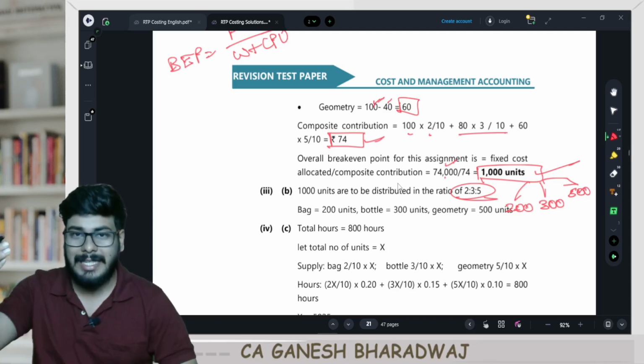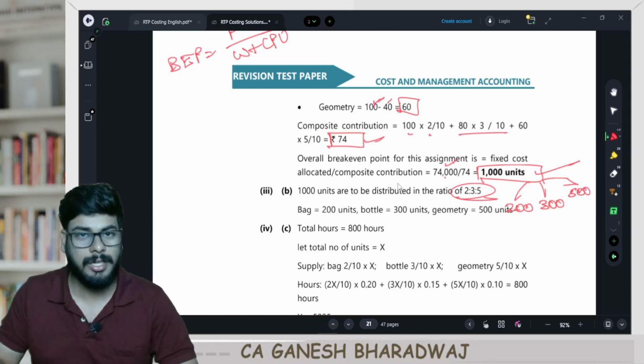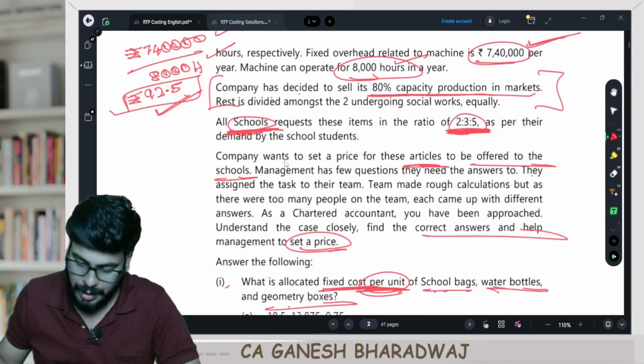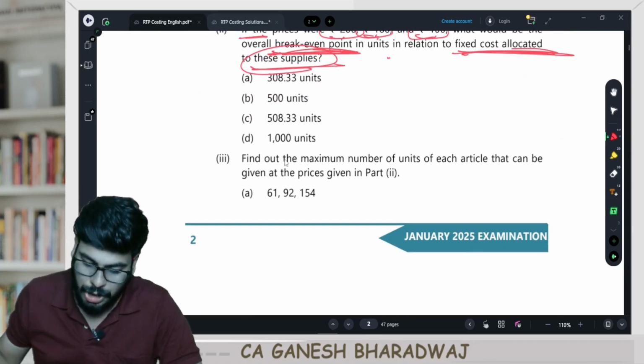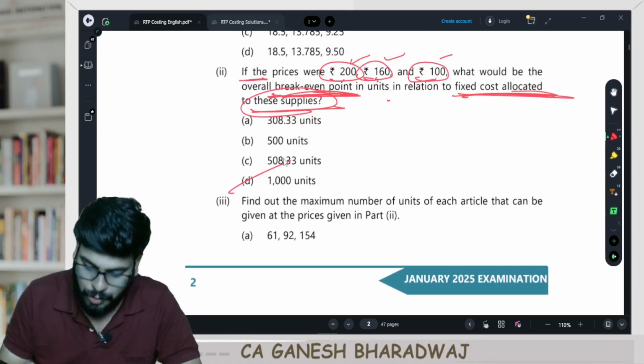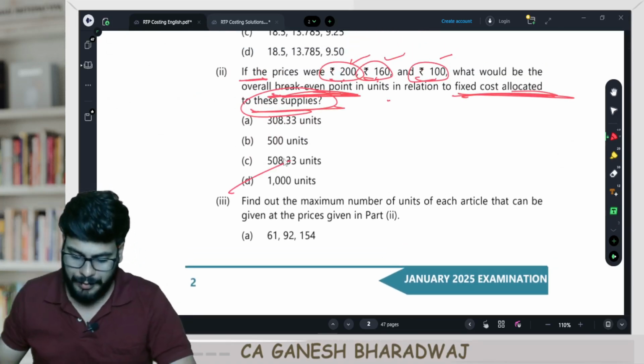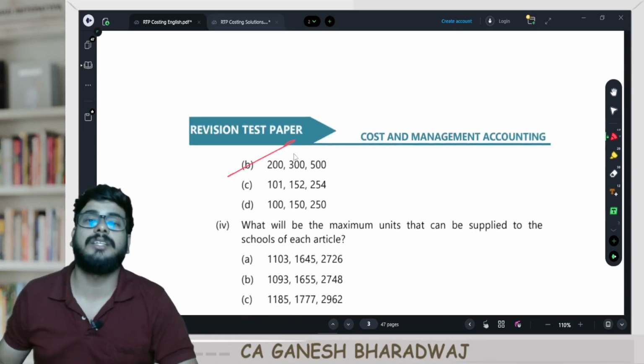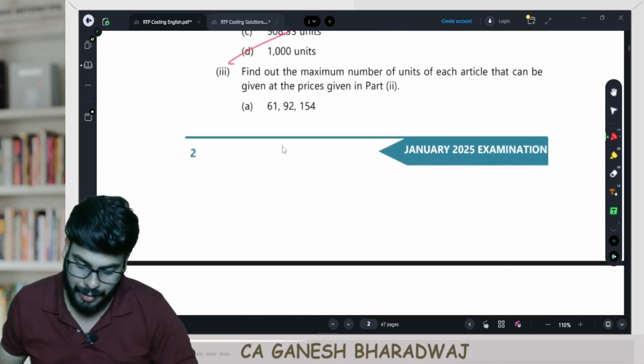Are you clear with this? The breakup of this is 200, 300 and 500. That is what they have asked in the next part of the question. The third question, this is what they have asked. So part 2 of the question, total units to be sold is 1000. The breakup of this 1000 is 2 is to 3 is to 5, 200, 300 and 500. That is the option number B. Are you clear with this? This is what they have given.